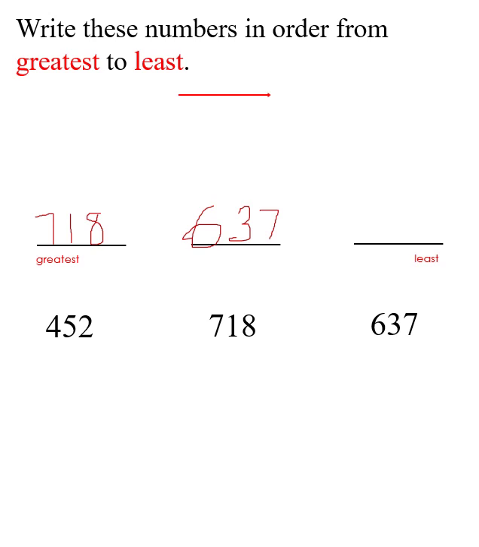And that means that 718 should, oh, sorry, 400. Remember, least, not greatest. So 452 should be the least. So greatest, 718, then 637, then 452 being the least.